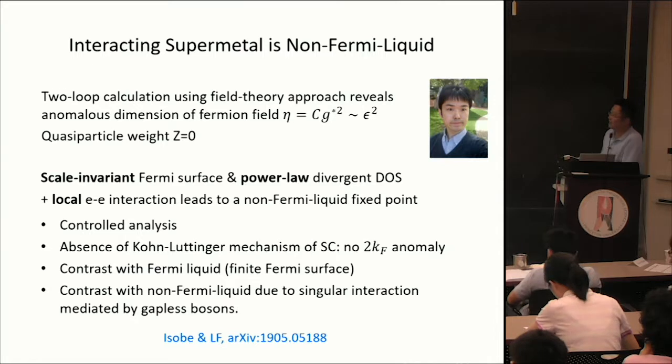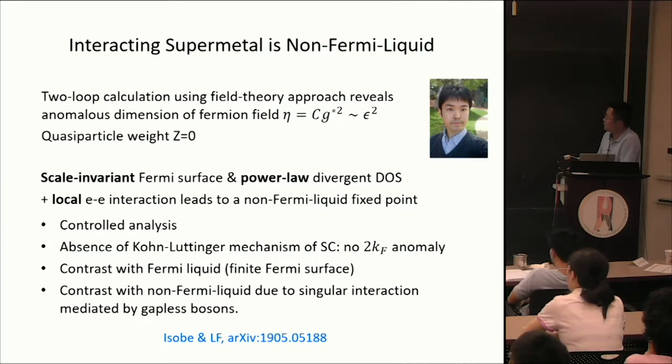Okay, so this tells us that the quasi-particle weight actually vanishes. So what we get is that when we use this renormalization group approach, this quantum field theory approach, we show that if we have a scale invariant Fermi surface with a power law divergent density of states, with local contact interactions, it leads to a non-Fermi liquid state, a non-Fermi liquid fixed point. And our analysis is fully controlled in the same way that the Wilson-Fisher fixed point is controlled.